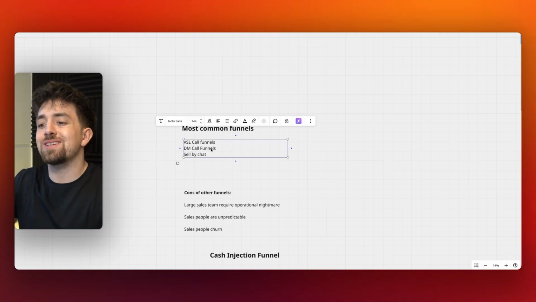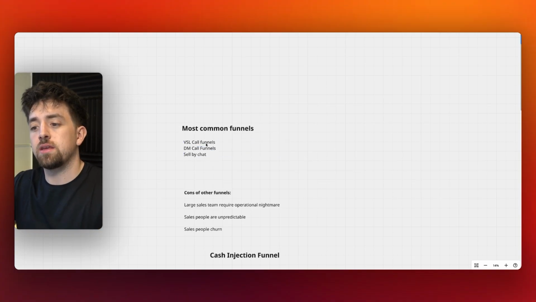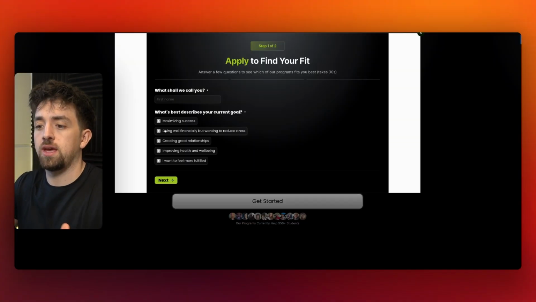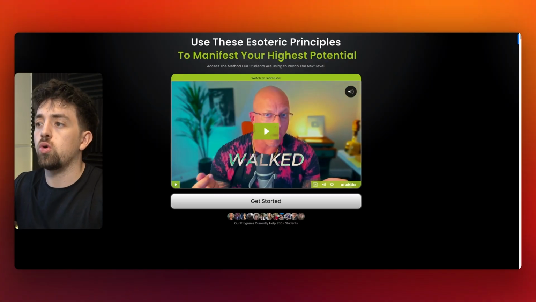Another funnel that people use is DM call funnels, where basically, because a VSL will take you from here, then you will apply, then you'll book a call. DM funnels are typically used on platforms like Instagram or X or LinkedIn, where you have chat functionality, which obviously you don't have on YouTube or through ads unless you're running DM ads, where you'll have an appointment setter messaging your followers or your leads, and they will go ahead and book them into a call manually, where they will then be met with a salesperson who would then sell them.